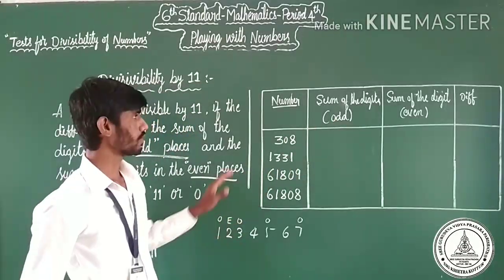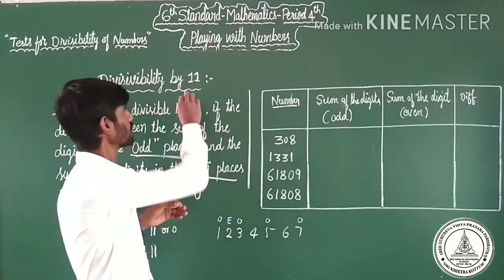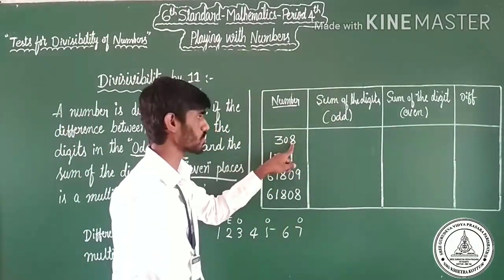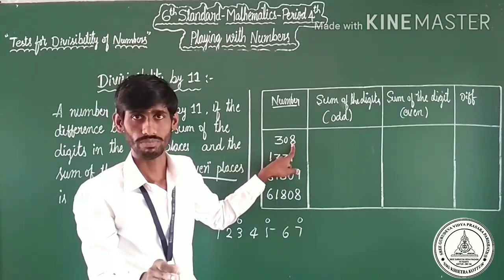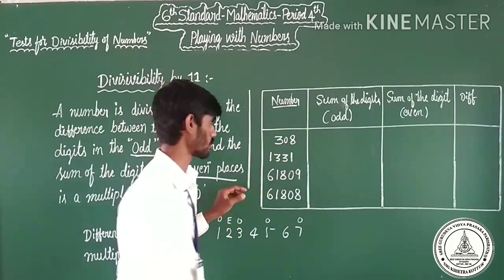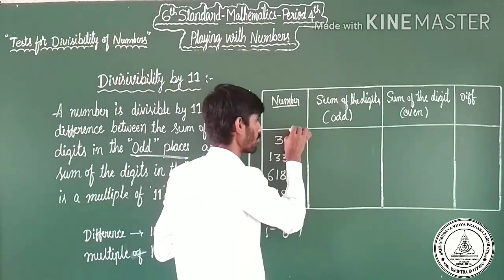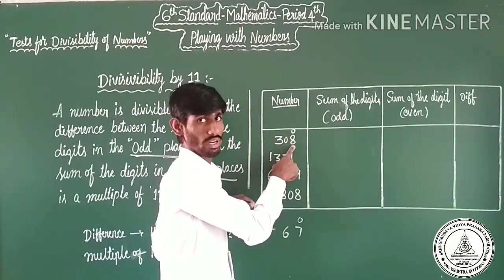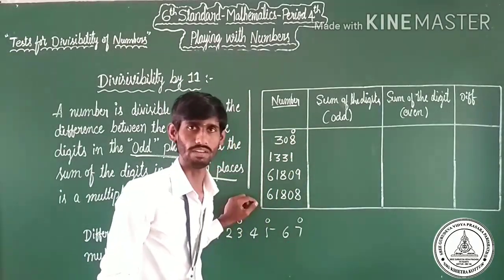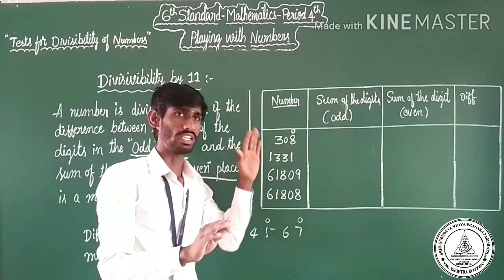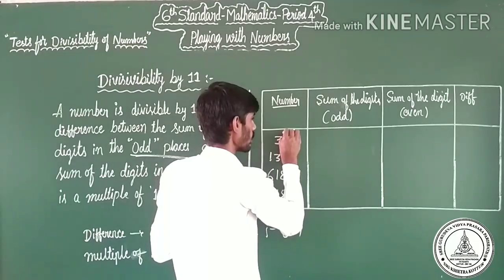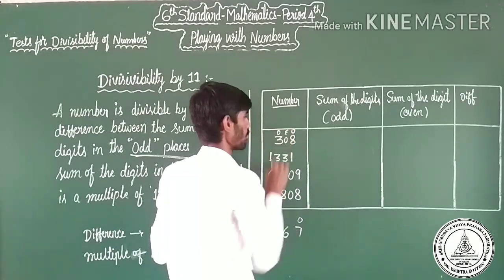Chotu, observe, while we are checking the divisibility by 11, you start from the right side. Whether it is an odd number or an even number doesn't matter. You just consider it as an odd place. While you are checking divisibility by 11, you need not consider odd or even numbers. Consider it the odd place, next is the even place, next is the odd place.